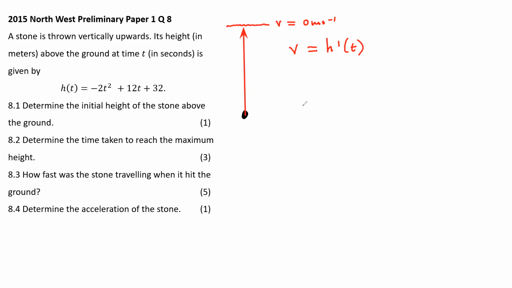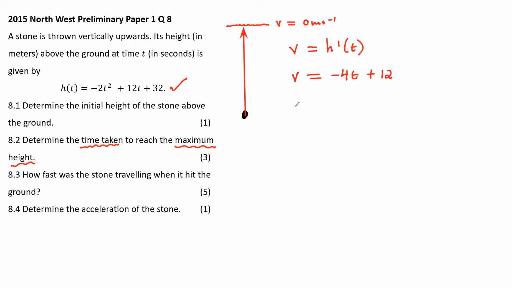And the question says, determine the time, 8.2. Determine the time taken to reach maximum height. I need to know how long it took me to get to my maximum height. So I've got the formula for height. Let me get the formula for velocity. All right, negative 4t plus 12. I've derived. That's the formula for velocity.